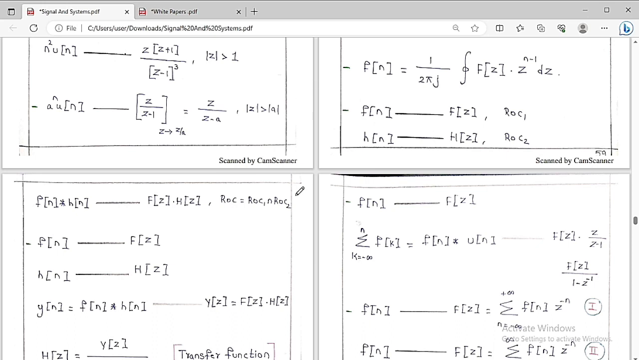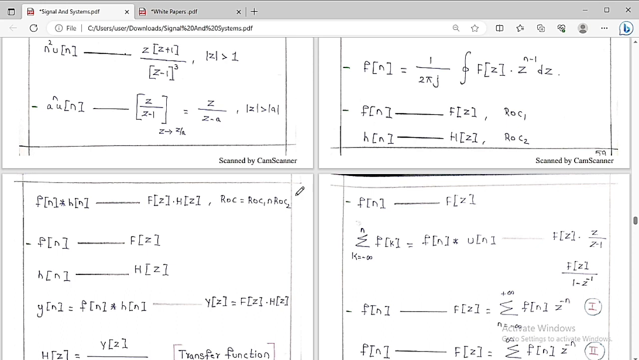See, f of n has the z transform f of z with an ROC of ROC1, and h of n has a z transform of h of z with an ROC of ROC2. Then the z transform of f of n convolution h of n is f of z into h of z, and the ROC is the intersection of ROC1 and ROC2, the common ROC of ROC1 and ROC2.